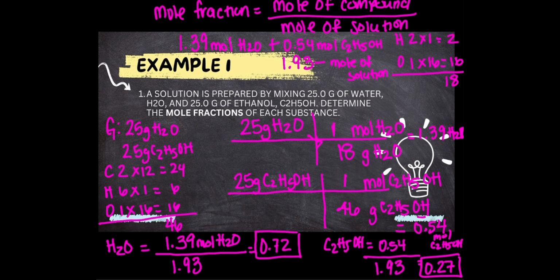All you have to do is pay attention to what the question is asking you. So in the example that we did for example 1, it asks you to find the mole fraction of each substance. The questions may ask you to find the mole fraction of one of the compounds. And when you do that, you'll have what it is that you're looking for.